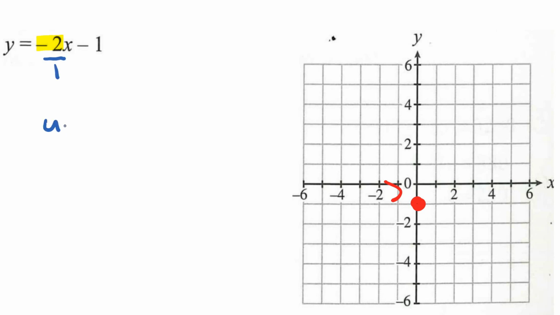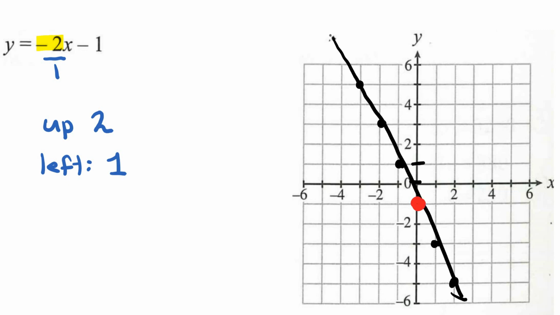So that means we're going up 2. We always go up first. And because of that negative sign, we go left by the denominator, which is 1, right? So from that red dot, which is the y-intercept, we go up 2 and left 1. Up 2, left 1. And then once we're done that corner, we go down 2 over 1. And there it is. There's our graph. Right, let's keep on going, moving along.